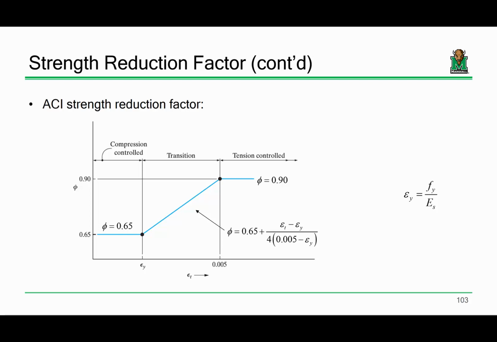Think about what that means. If the section is compression-controlled, that's a more inherent level of danger. So we're reducing that usable capacity more. We're multiplying it by 0.65. Whereas if it's tension-controlled, we say, well, that's more along the lines of what we want, and so we multiply by 0.9. Does that kind of make sense?